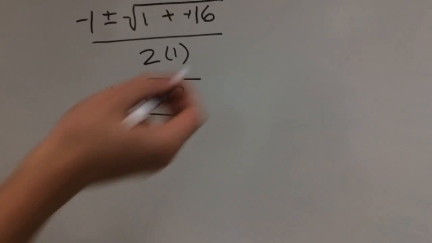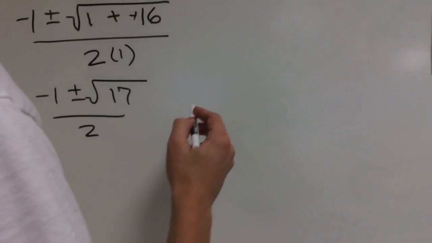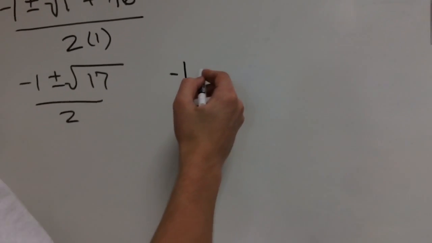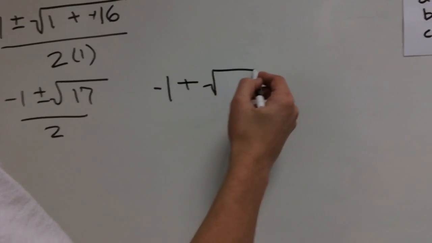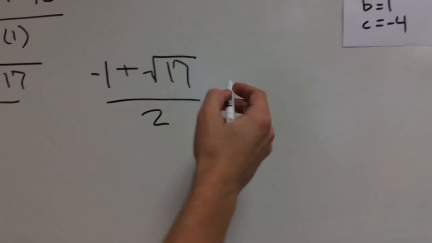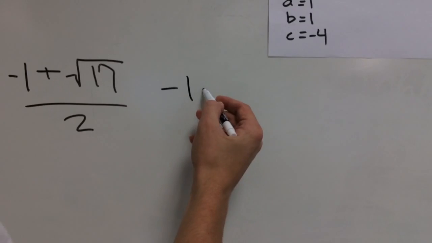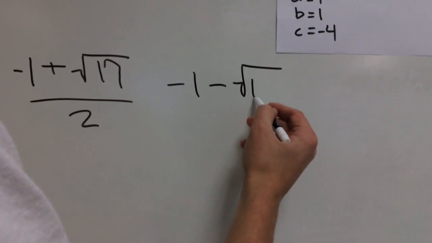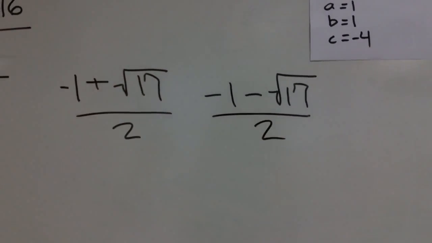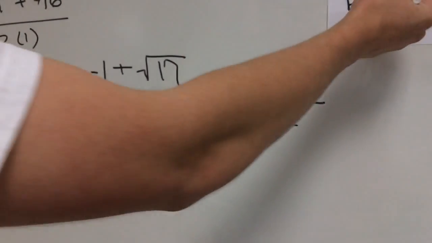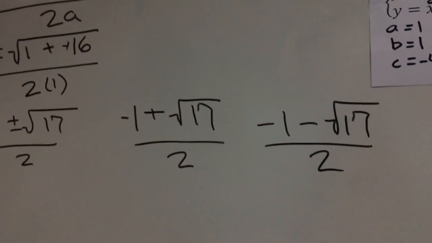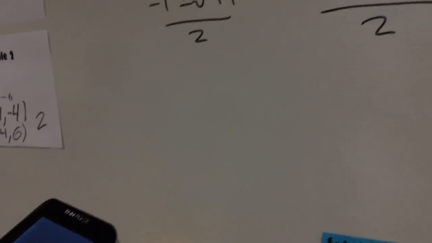So your zeros for this quadratic equation are -1 plus the square root of 17 over 2, or negative 1 minus the square root of 17 over 2. So that's that, and we already are given the linear equation. It's already solved for us. So all we have to do now is plug it into the graphing calculator.